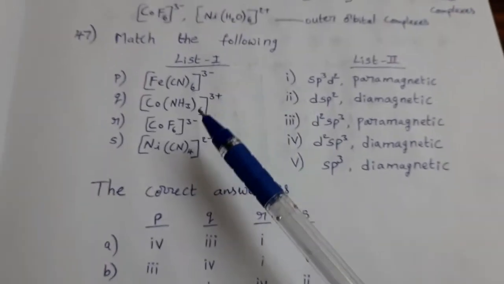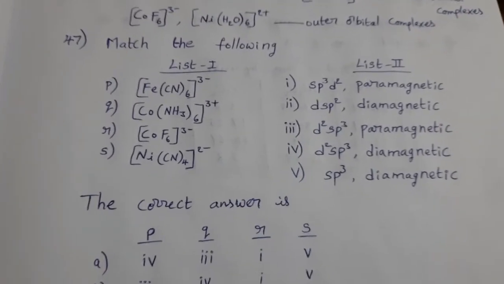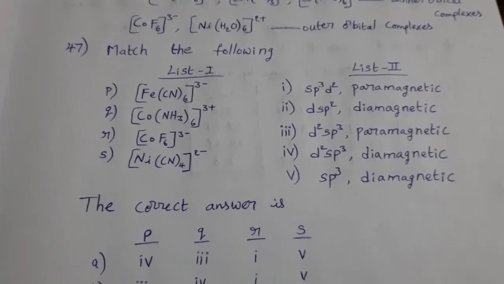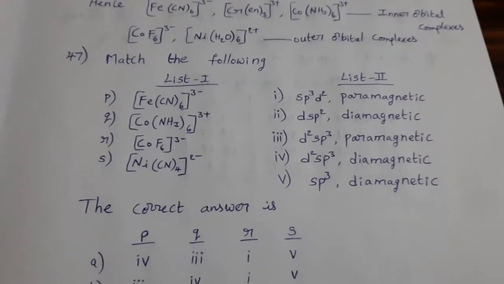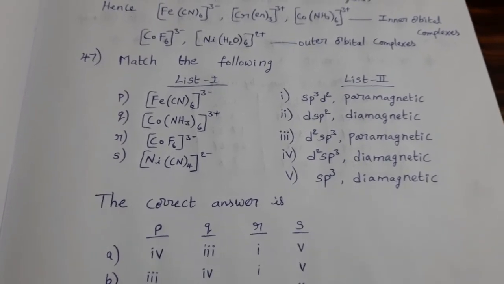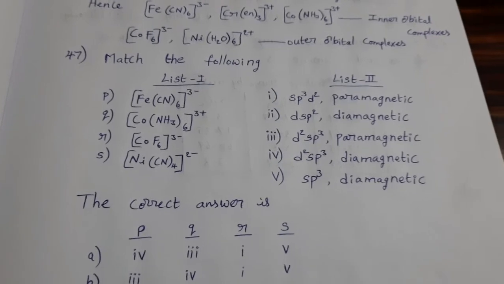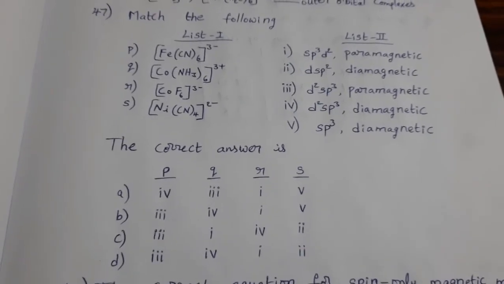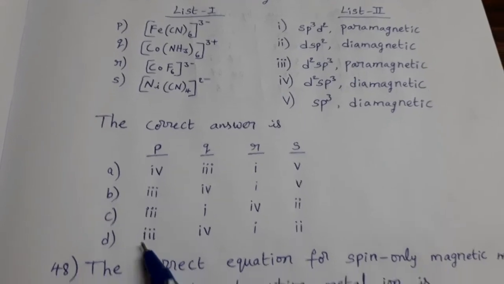In this way, first identify strong ligands and weak ligands. Immediately write the unpaired electrons at the central metal atom. From ligand strength we can get hybridization. Based on unpaired electrons in the central metal atom, we can get the magnetic nature. For this 47th question, option D is the answer.